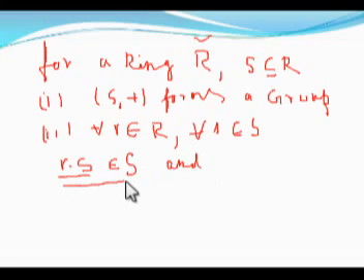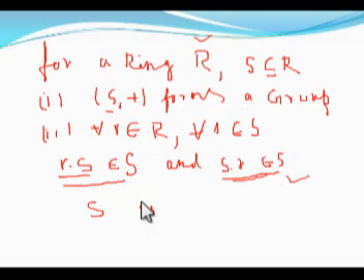It implies that S must be a left ideal as well as a right ideal, and S multiply R belongs to S. So here it implies that S is also a right ideal. So for any subset of a ring, if it forms a group and it is a left ideal as well as a right ideal, then S is called simply an ideal. So it must be both a left ideal and a right ideal.